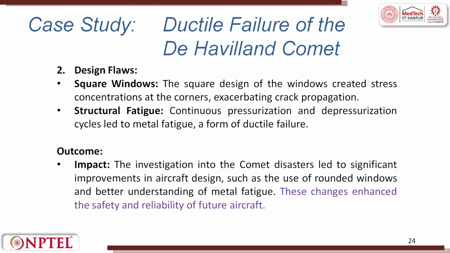The design flaw: square windows. The square design of the window created stress concentrations at the corners, exacerbating crack propagation. The structural fatigue: the continuous pressurization and depressurization cycle led to metal fatigue, a form of ductile fracture. The outcome: the investigation into the Comet disaster led to significant improvements in aircraft design, such as the use of rounded windows and a better understanding of metal fatigue. These changes enhanced the safety and reliability of future aircraft.